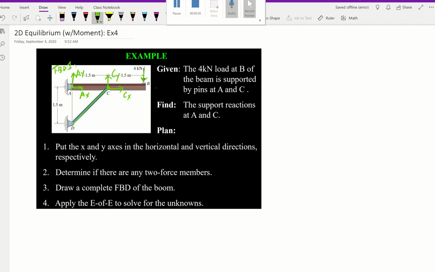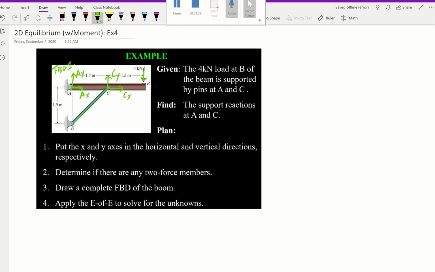We have 4 unknowns, right? AX and AY and CX and CY. However, we only have 3 equations, so we can't solve this problem yet. That's the uniqueness of this problem. When you have that, you just realize, oh, we're stuck. But actually, we're not stuck.